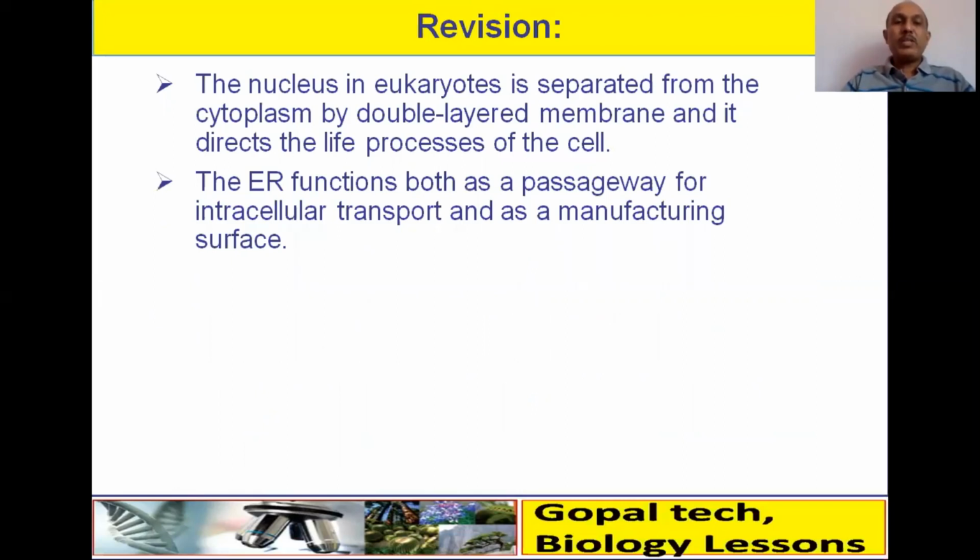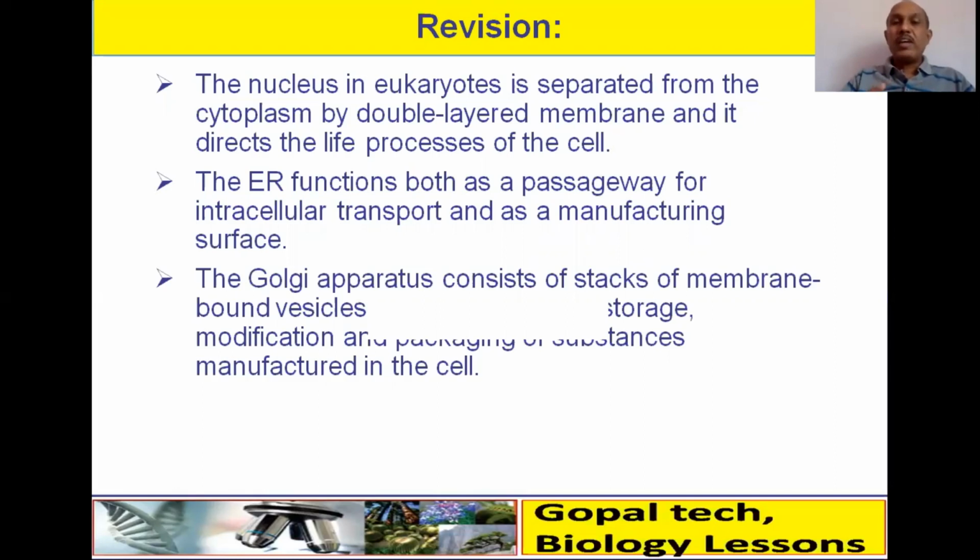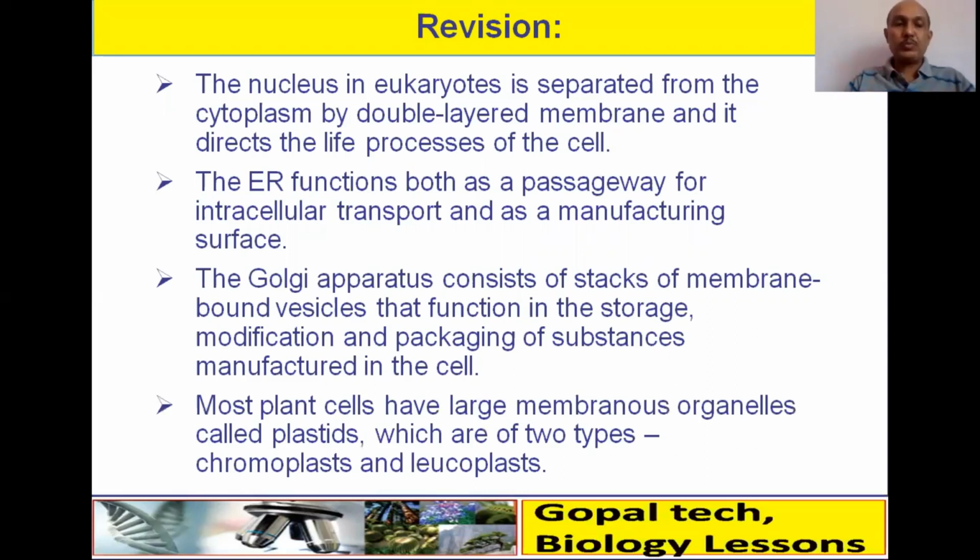The endoplasmic reticulum functions both as a passageway for intracellular transport and as a manufacturing surface. The Golgi apparatus consists of stacks of membrane-bound vesicles that function in storage, modification, and packaging of substances, which are manufactured especially in the endoplasmic reticulum. It also helps in the formation of lysosomes.